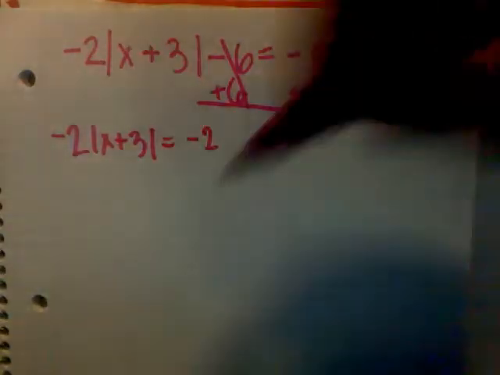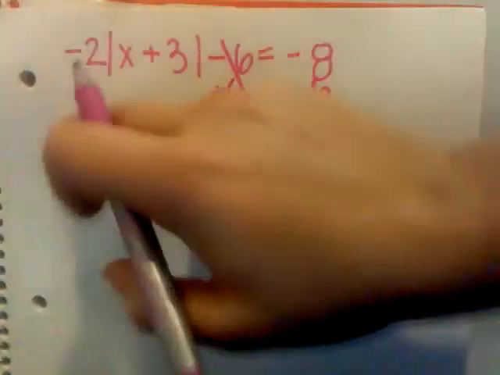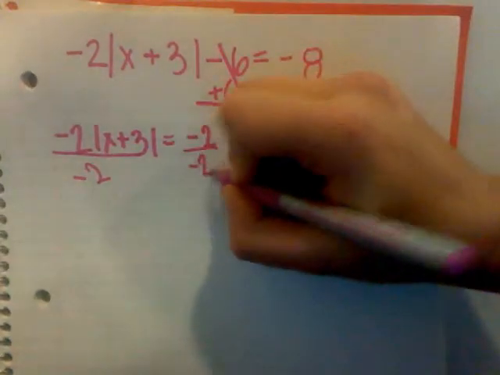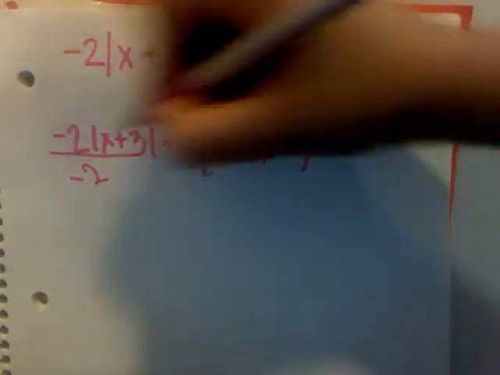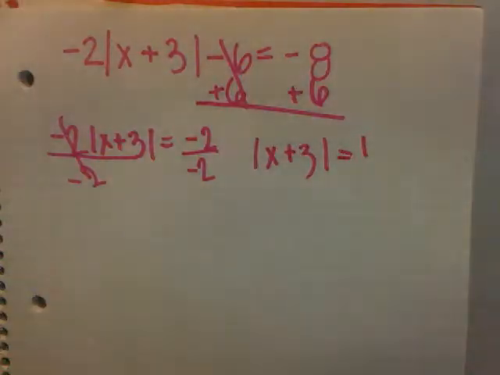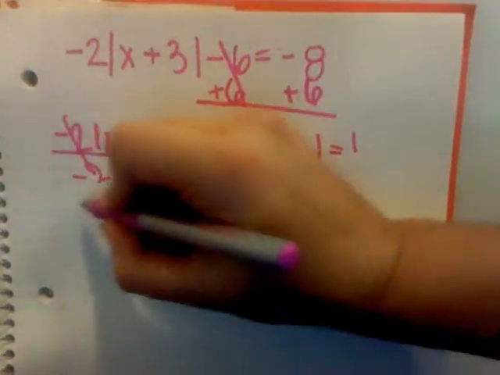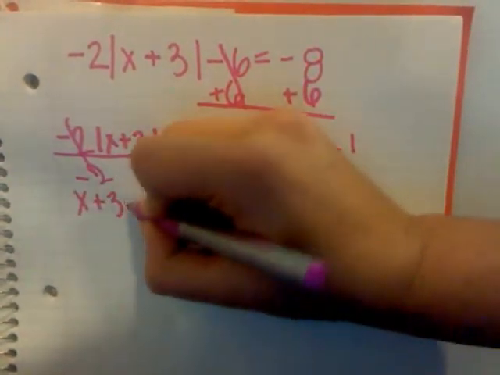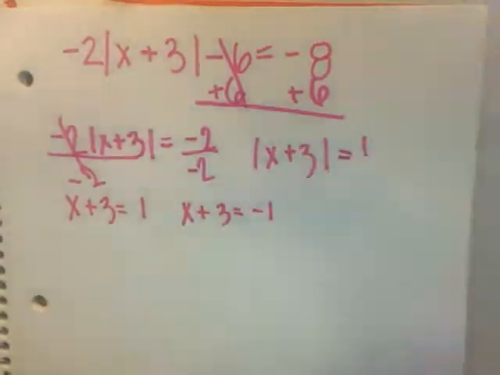And now we can divide by negative 2, because here it's like distributing and multiplication. So we're going to divide and cancel that out, and we're going to divide on this side as well. So we're left with x plus 3, that cancels out, equals 1. And again, we're going to split our equations to solve. So we're going to have x plus 3 equals 1, and x plus 3 equals negative 1.